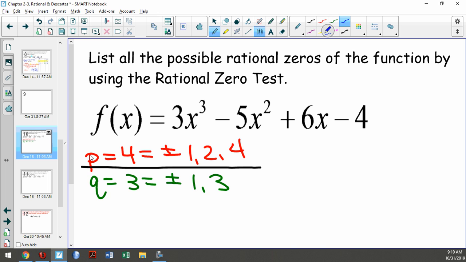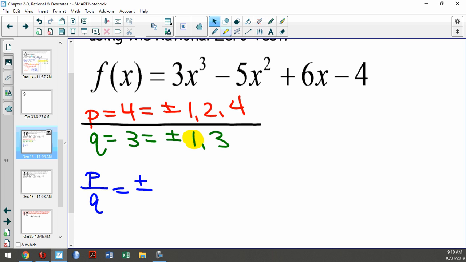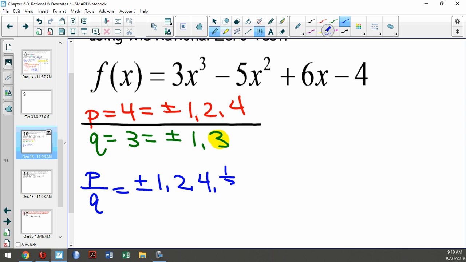So now I need my P over Q list. So my P over Q list, I'm going to do plus or minus. Now I'm going to take all of my P values and divide them by 1. So what are all my P values divided by 1? 1 divided by 1 is 1, 2 divided by 1 is 2, 4 divided by 1 is 4. Now go ahead and do this all by the 3's. So that's going to be 1 divided by 3, which is 1/3, 2 divided by 3, which is 2/3, and 4 divided by 3, which is 4/3. Yes? Yep.